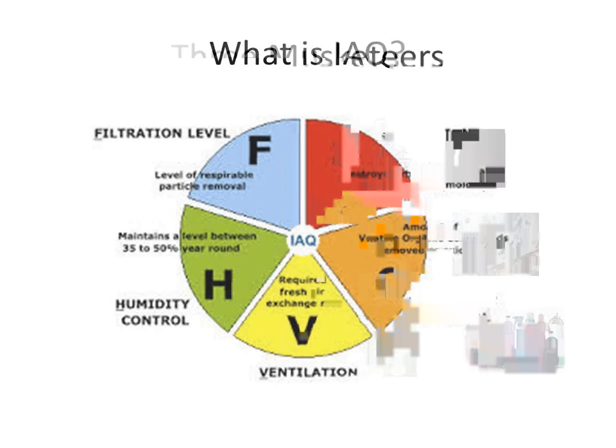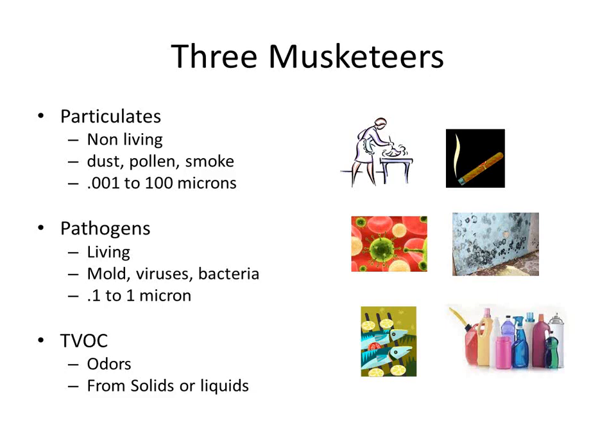All right, but these three big players are the particulates, the pathogens, and the TVOCs, total VOCs. Particulates are non-living, could be dust, pollen, smoke, anything from 1/1000th of a micron to 100 microns. And a micron is 1/200th the size of a human hair. So once you get down to 0.1 microns, 0.01 microns, it's very, very small. Pathogens are living things, mold, viruses, bacteria, anywhere from 0.1 to 1 microns. And, of course, VOCs or odors could be from solids, liquids, cooking, jet fumes, whatever. So those are out there, and those are generated internal and external.